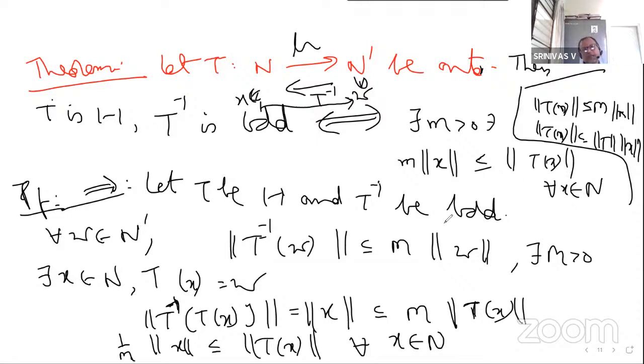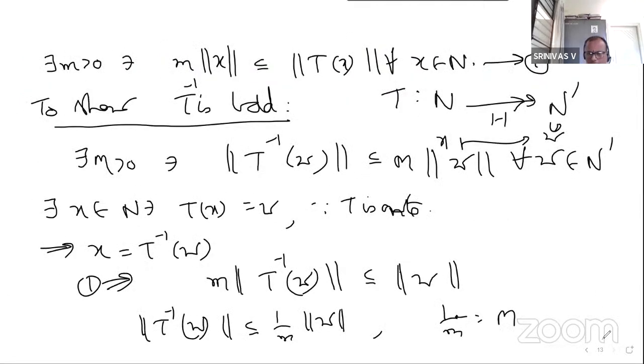In fact, when you compare normed linear spaces, for example in Rn, if you compare two norms, this kind of inequalities helps you to compare two norms, the equivalence of two norms. So that's about the theorem.